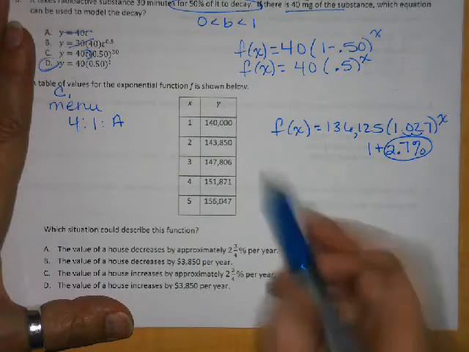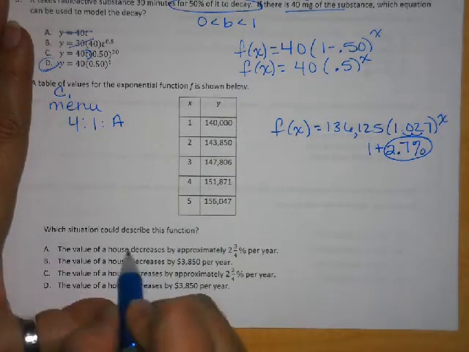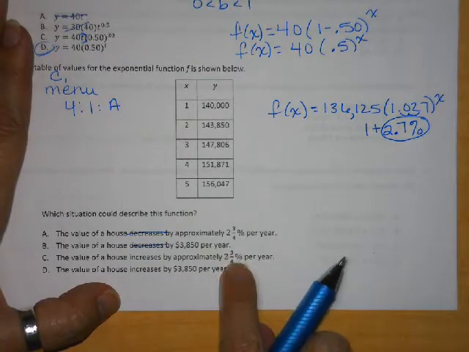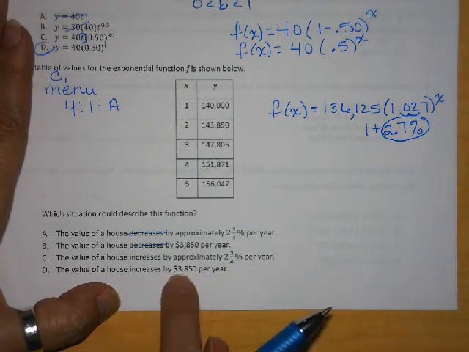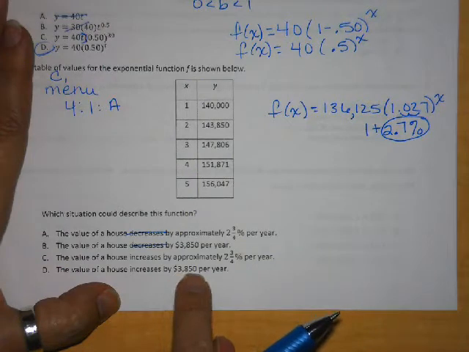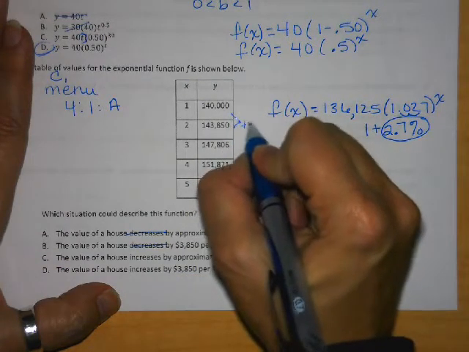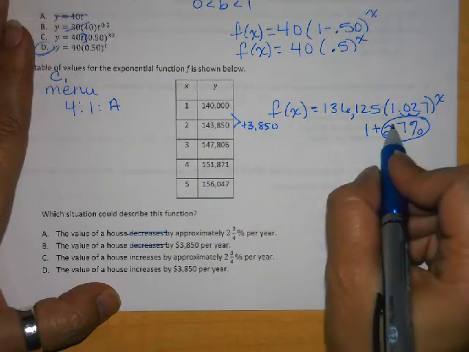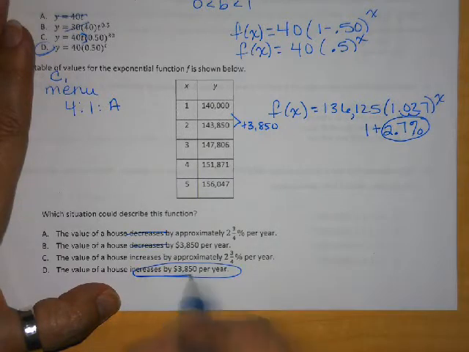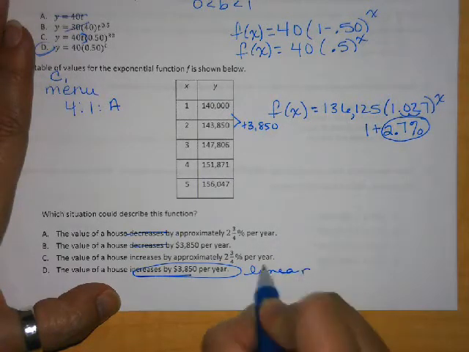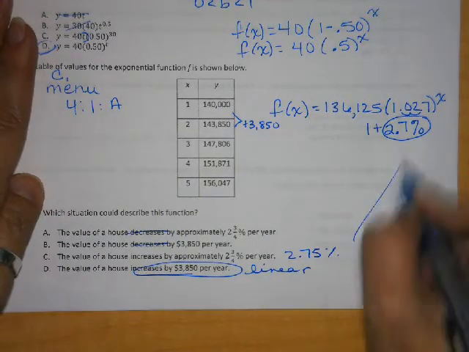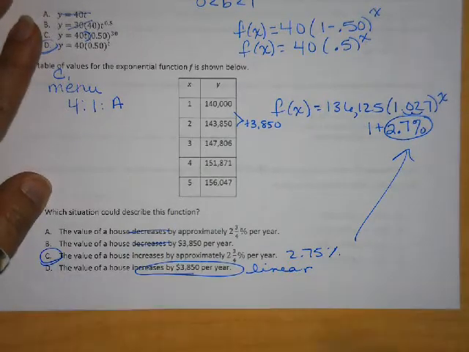So you can see that it is in fact increasing. So A and B don't make any sense at all. It increases by 2 3/4% every year, or it increases 3,850. Well, this is an increase of 3,850, but we know that because it is exponential, it is not going to increase by the same amount each year. This would be a linear equation. 2 3/4 is 2.75%, which is very similar to what we already have, so we're going to go with C.